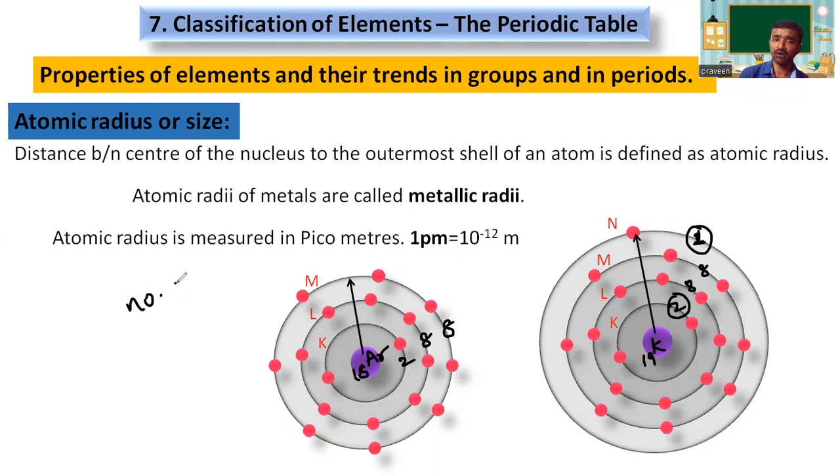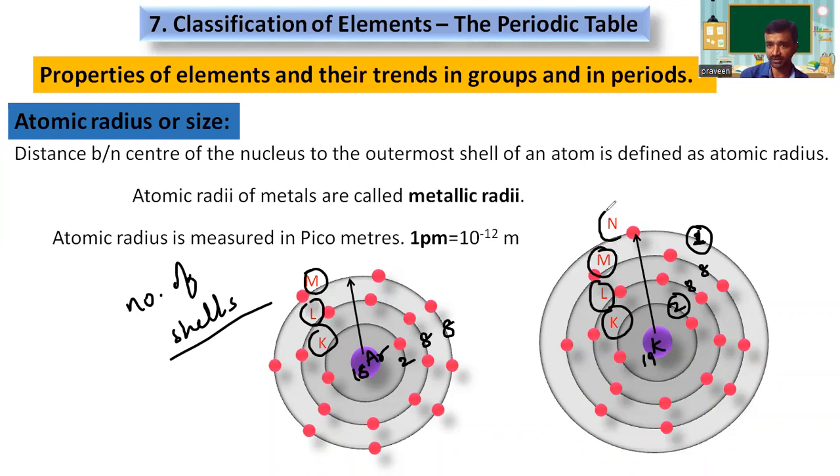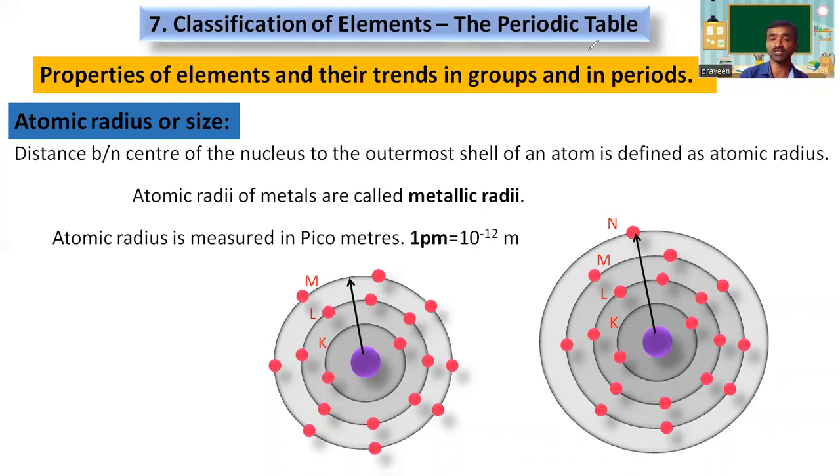See the number of shells around that. Number of shells. How many? 1, 2, 3 shells are there. Why are more shells required for potassium? Because the atomic number is increasing. As the atomic number increases, you require more shells to arrange the electrons. To distribute the electrons, you require more shells. So this is the difference.